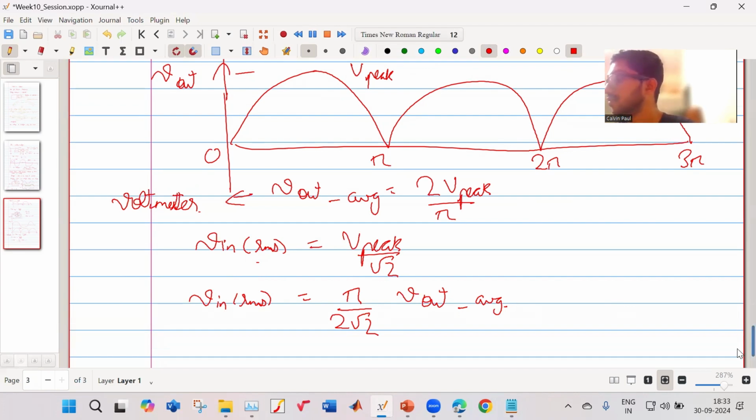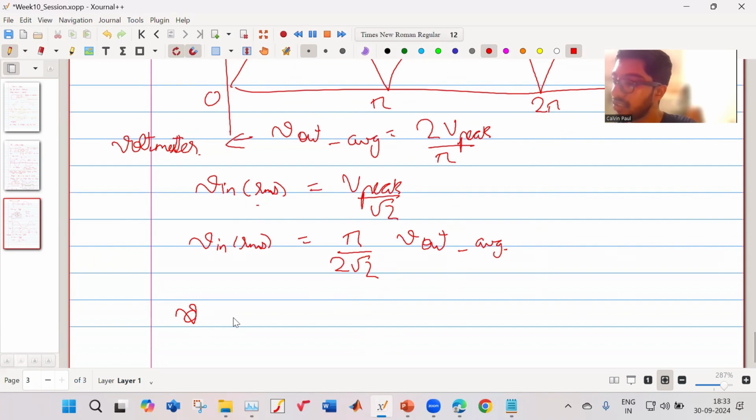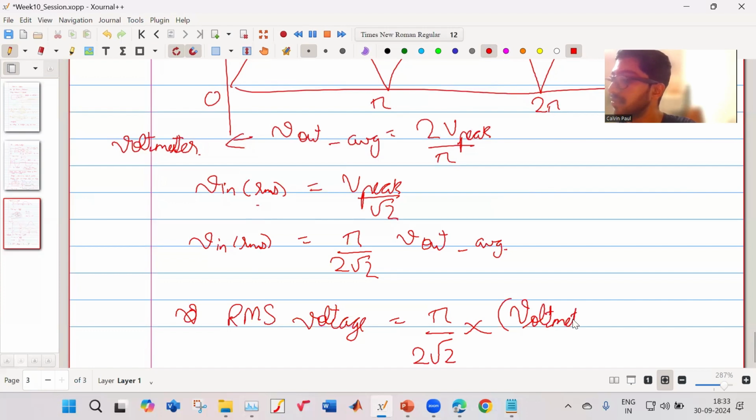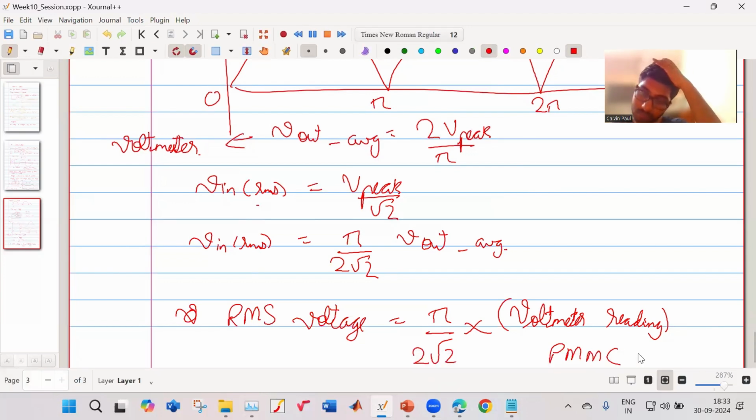So then my actual RMS voltage is equal to pi by 2 root 2 into my voltmeter reading. Okay, that is how I can use what is known as a rectifier and measure the RMS value of an AC voltage, even though I just have a PMMC instrument. So any doubts still here?